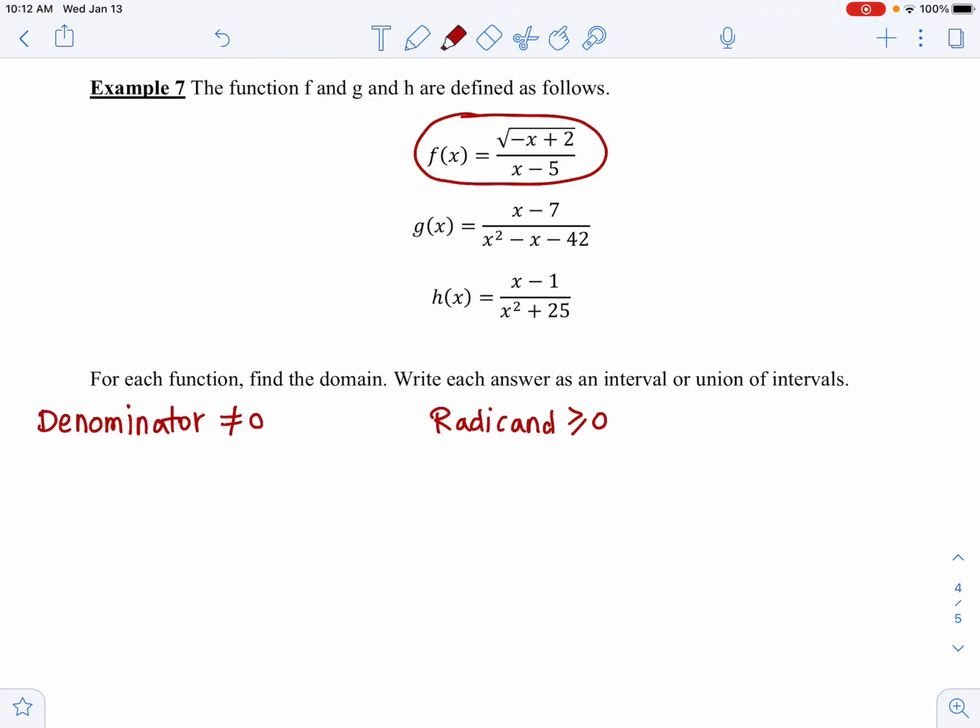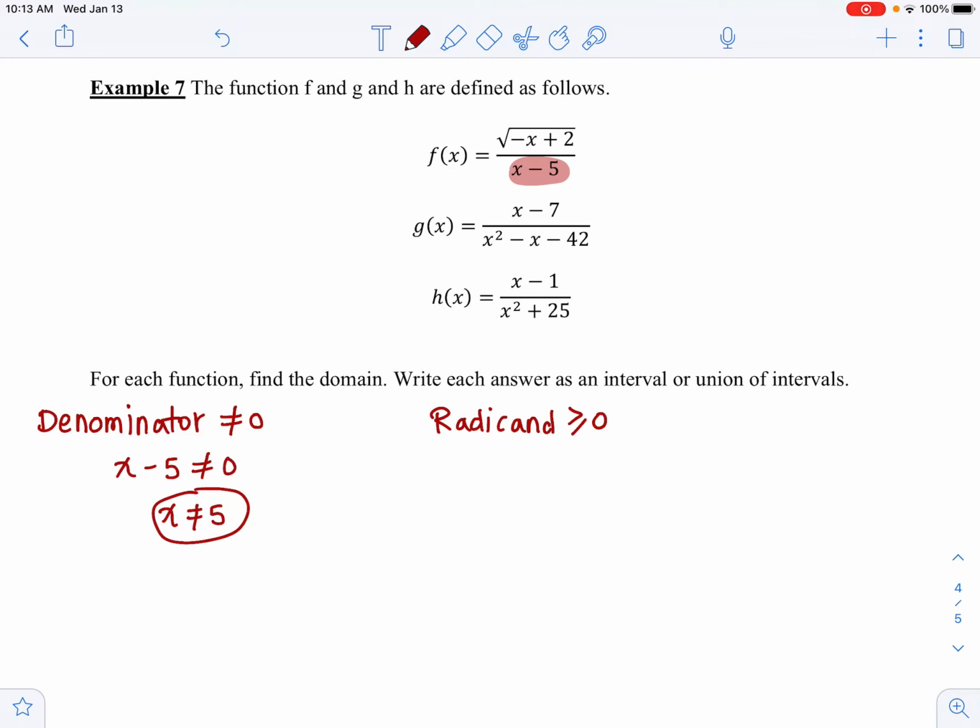The denominator, as you can see, is x minus 5. So we'll set up that x minus 5 cannot be equal to 0, and we solve this for x. Add 5 to both sides, and you get x can't be equal to 5.